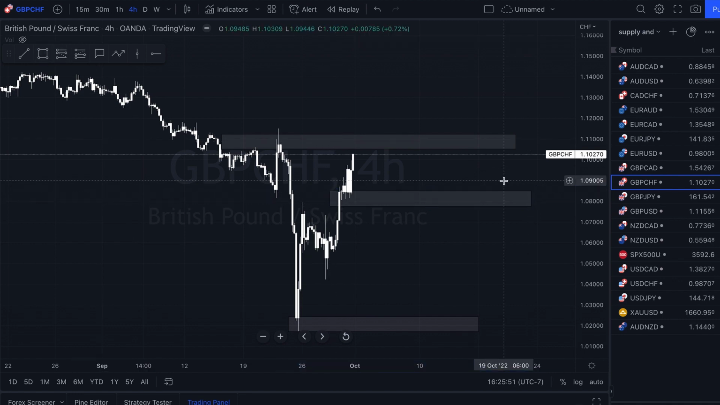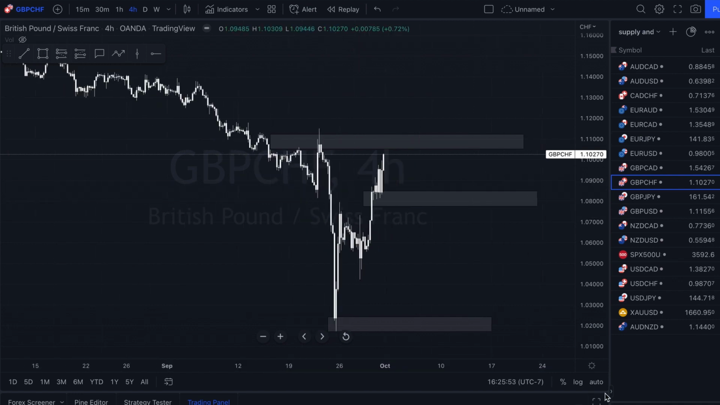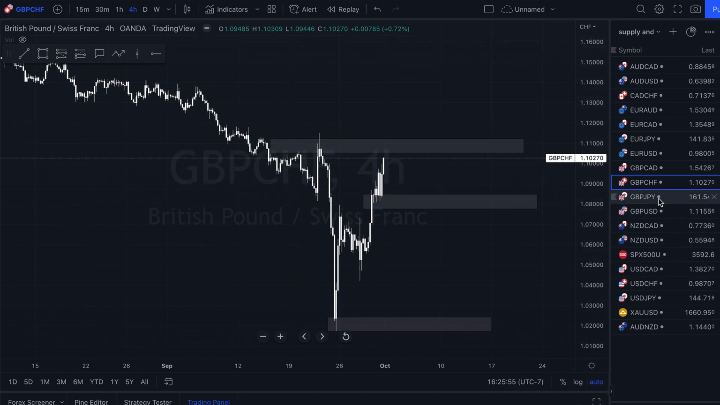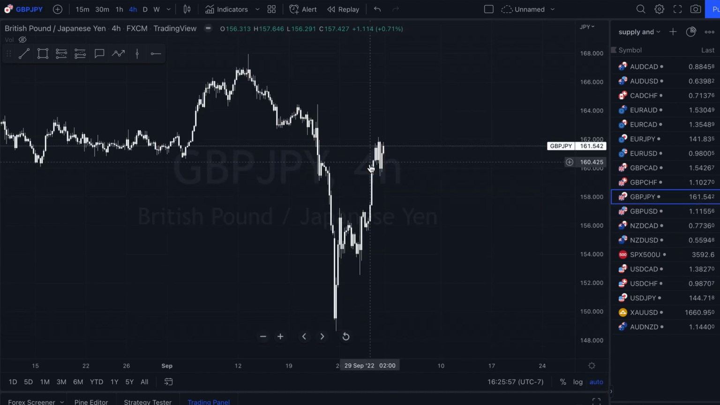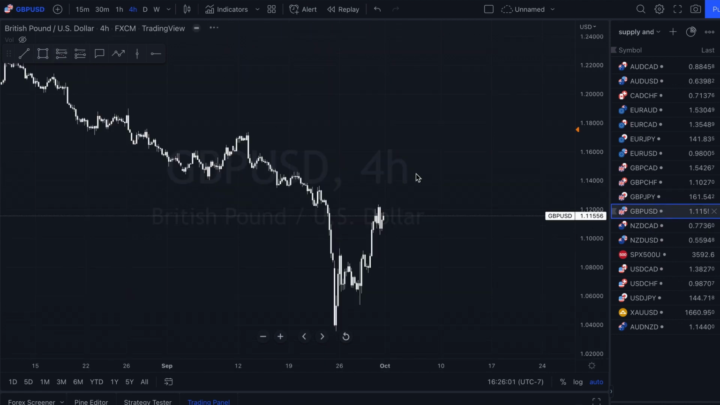It's not very clear market structure. So what do you do? You just go on to the next pair. I'm not even going to bother with that one. I'm not even going to bother with GBP JPY. GBP USD. I'm not going to bother with it.